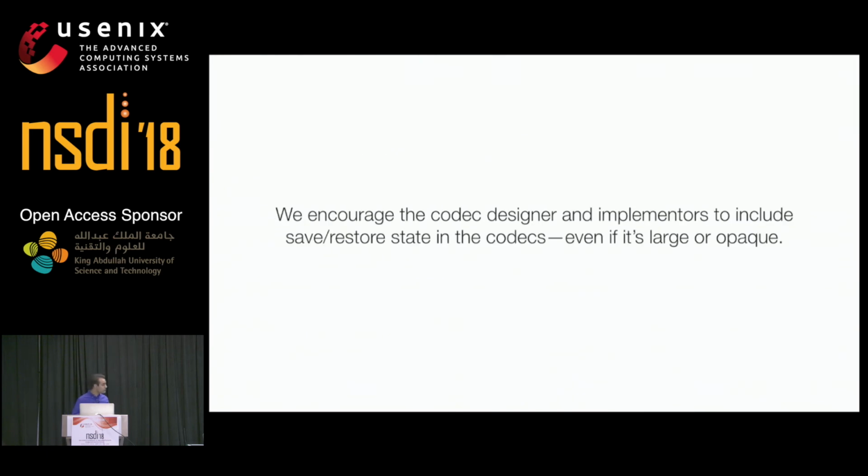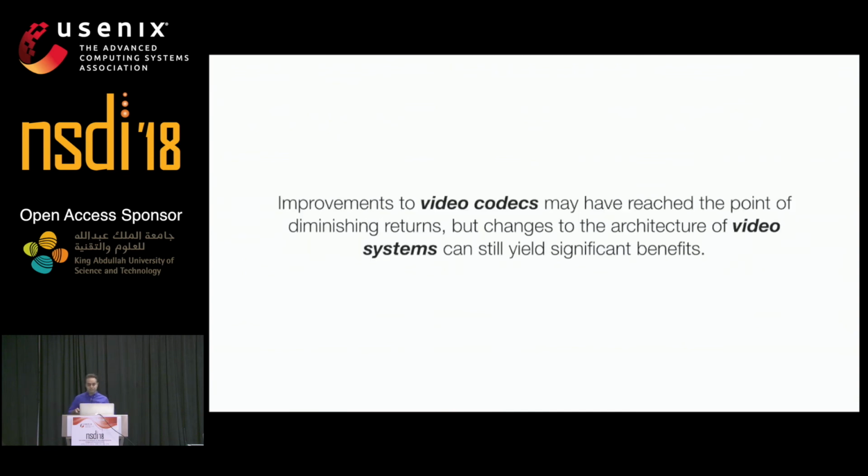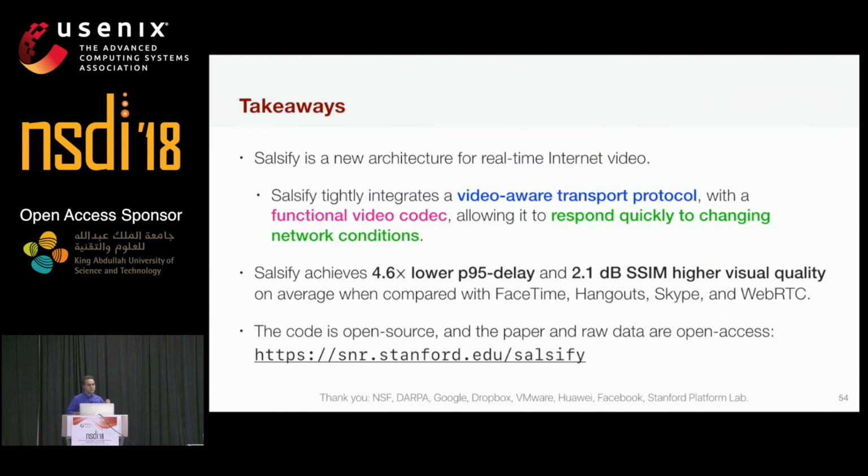And we encourage the codec designers and implementers to include this save and restore state in the codecs. Even if it's large, even if it's opaque, there are a lot of applications that can actually use that. And a more important point, it seems that at least in this context, the improvements to video codecs have reached the point of diminishing returns. But if we decide to change the architecture of these video systems, they still can yield significant benefits, like we saw today.